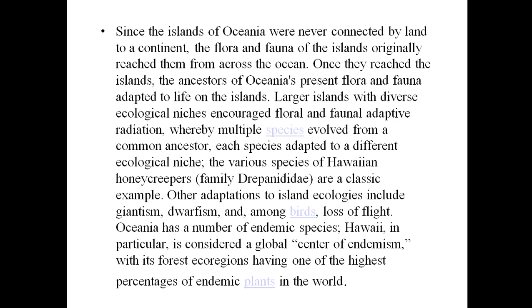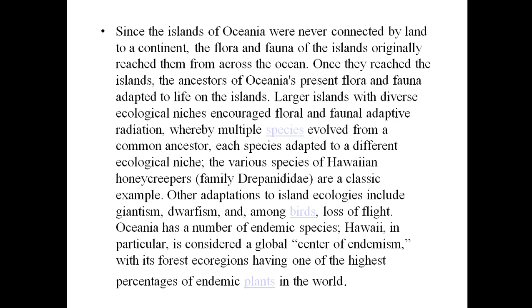Another very interesting thing, the islands of Oceania were never connected by land to a continent. So that's why the flora and fauna of the islands are either evolved there or originally reached from across the ocean. And once they reach the island, those flora and fauna adapted to life on island. The larger islands have more ecological niches and encourage floral and faunal adaptive radiation.